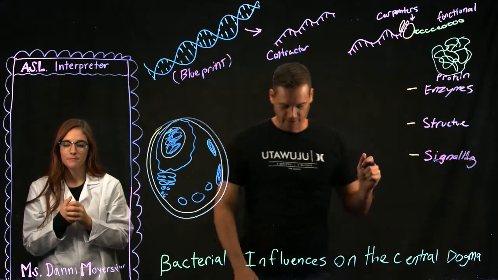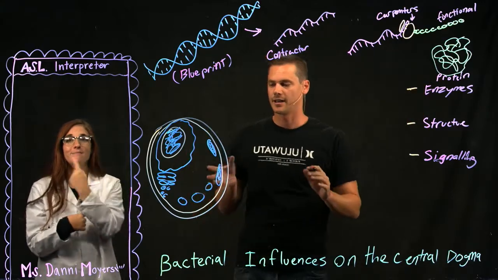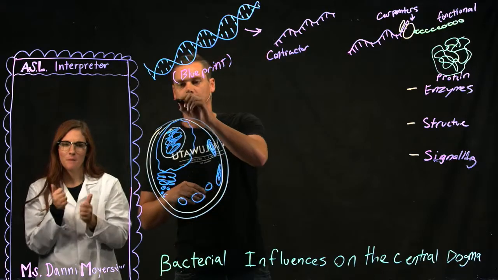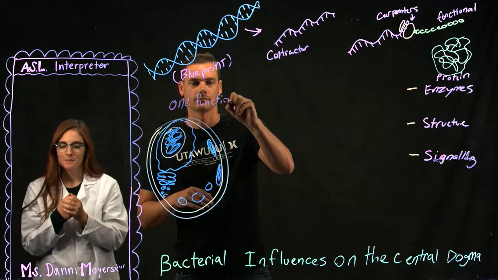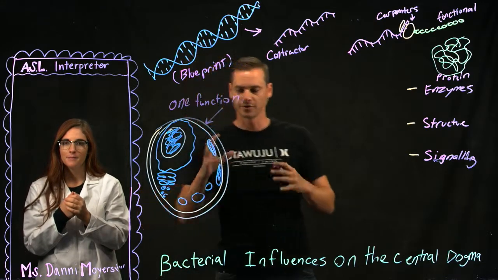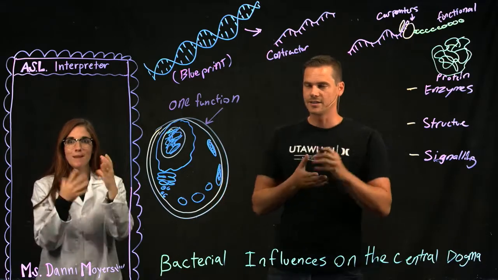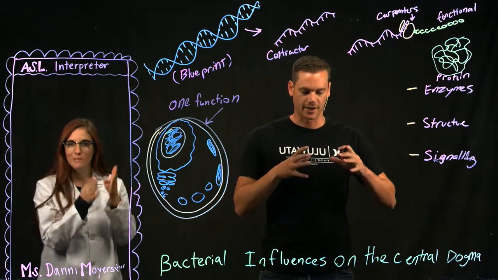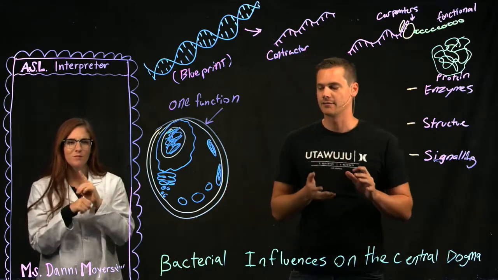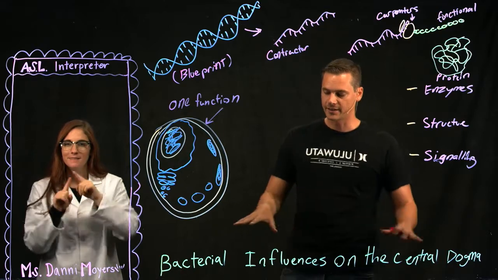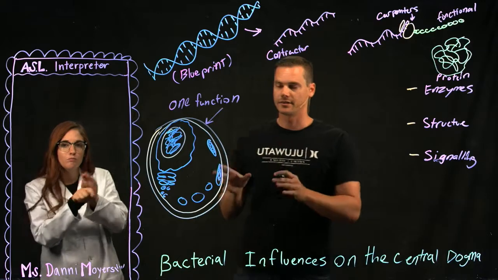And so we know that proteins can signal to the cell, and most cells have one function. Most cells are made, especially in multicellular organisms, each cell is produced and has one function that it's going to do, and it's rarely going to deviate from that function. However, in my studies, we're looking at how bacteria can influence that one cell's function.